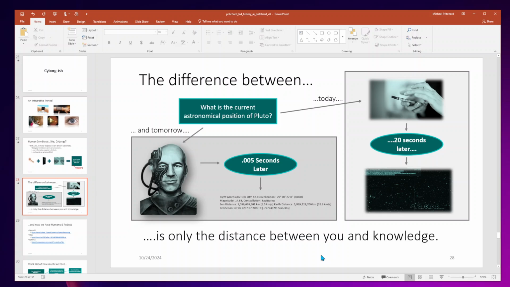And what the future looks like versus what we look like now is this: take the current astronomical position of Pluto. You have to type it out on your phone, wait 20 seconds, and then there's where Pluto is. But in the future, it's about the distance. Tomorrow it's going to be less than a second. We'll have a cybernetic implant that tells you exactly where, with no time delay. There's very minimal distance between the knowledge you're looking for and it being in your brain.